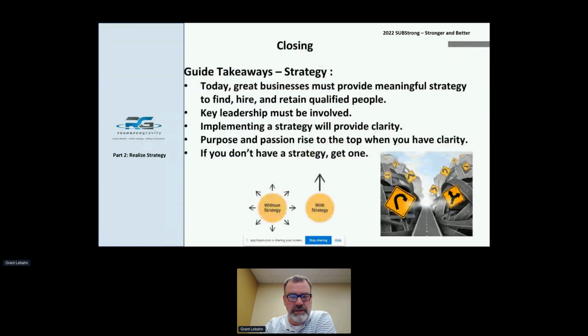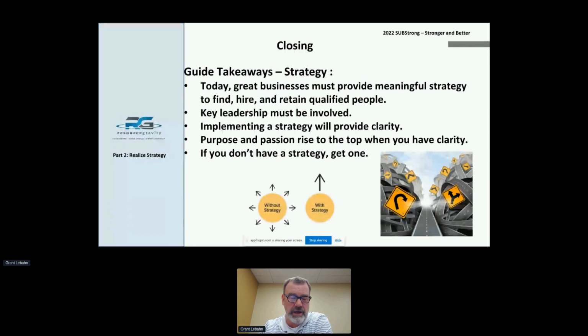And then last but not least, I threw out this graphic at the bottom, which to me explains the whole thing. Without strategy, you're just going in lots of directions. If you get the direction with strategy, you're going to go in one direction, and you're going to gain that passion and purpose with your team. And leadership must be involved. You can't do this in a vacuum. Strategy is not a vacuum thing. You have to have your leadership team involved.